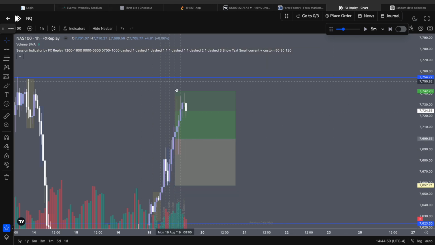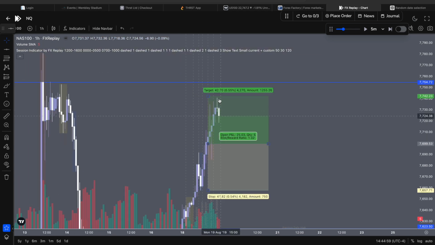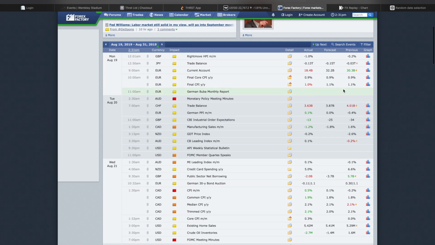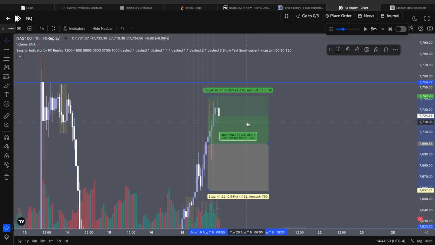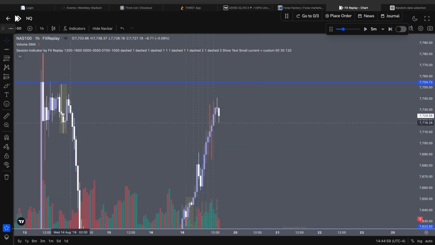Just forget about it, you know. And I'm pretty sure this is gonna get hit tomorrow. Who knows? We might get stopped at break even and it might go up, but yeah. Let's see then. August 20th. Okay, I'm just gonna remove this. I'm pretty sure this is gonna get hit tomorrow. So let's remove these lines.